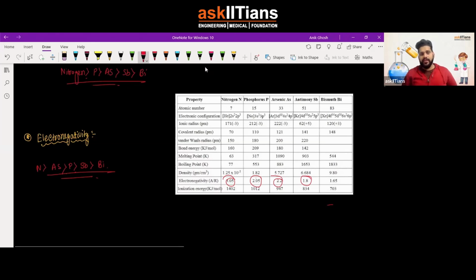Now, if you're wondering why arsenic is coming before phosphorus, this is happening because of d and f block contraction.